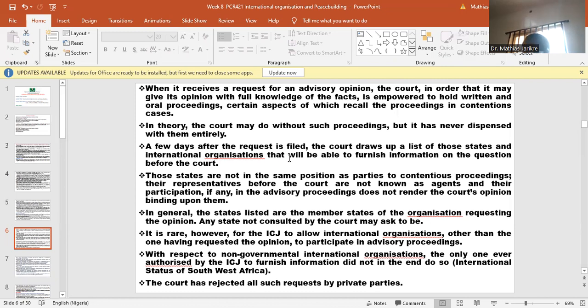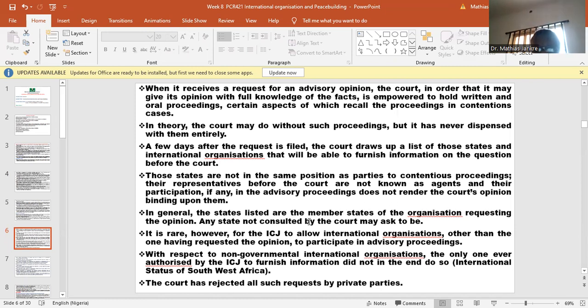A few days after the request is filed, the court draws up a list of those states and international organizations that will be able to furnish information on the question before the court. Those states are not in the same position as parties to contentious proceedings. Their representatives before the court are not known as agents, nor does their participation, if any, in the advisory proceedings render the court's opinion binding upon them. In general, the states listed are the member states of the organization requesting the opinion.